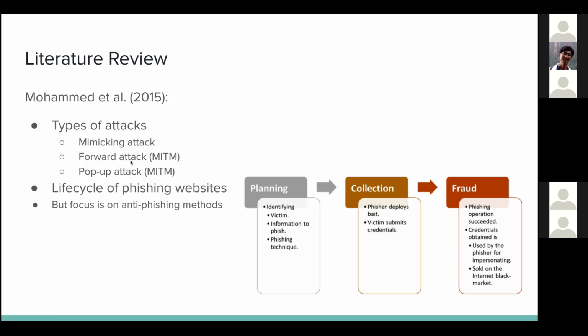The second kind of attack is a forward attack. The forward attack and the pop-up attack are both man-in-the-middle attacks. So the forward attack is where the phisher intercepts the personal information through a proxy website, and then forwards the information back and forth from the real website, so that the attacker is able to see the information that the user is sending to the real website.